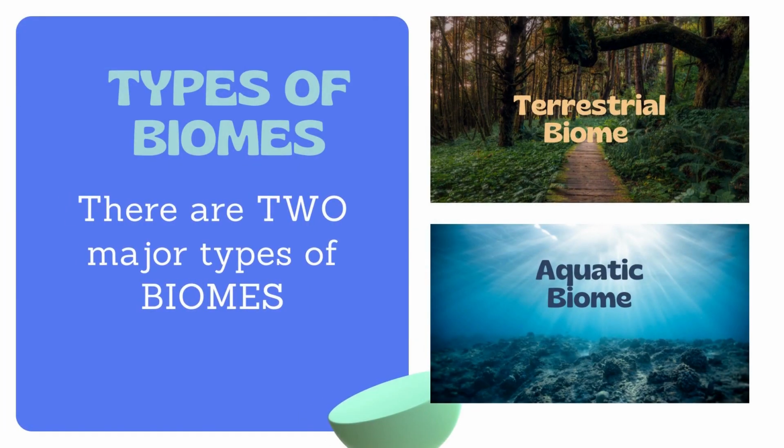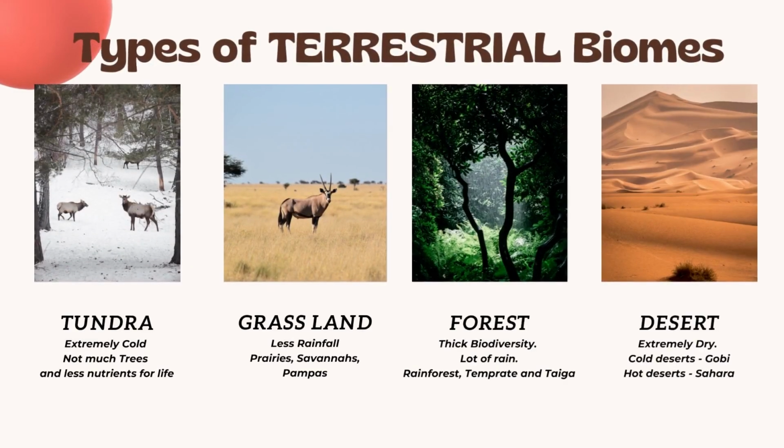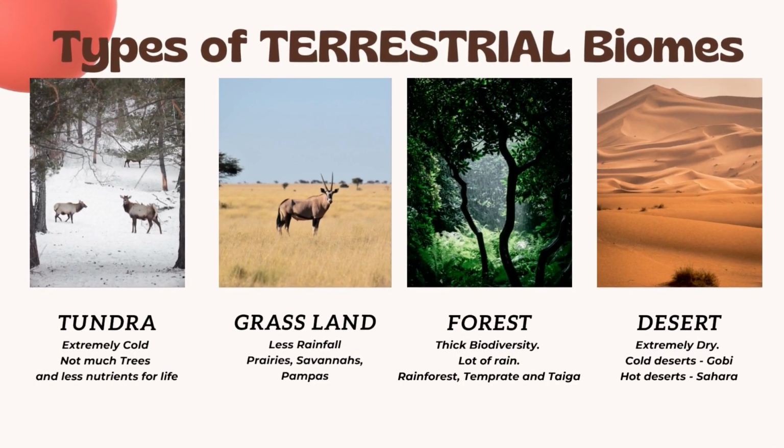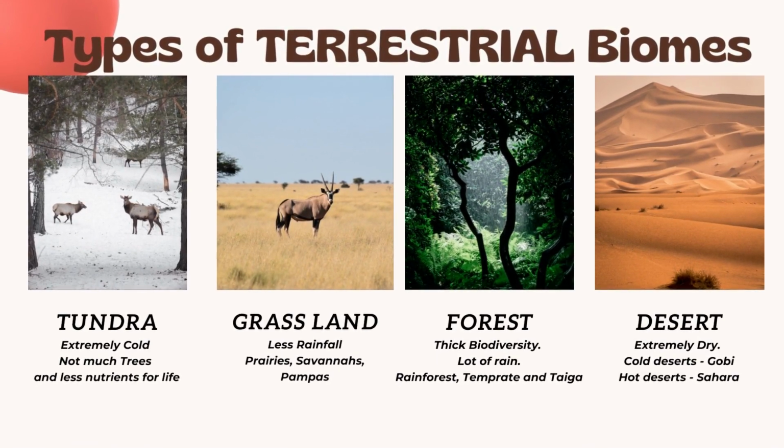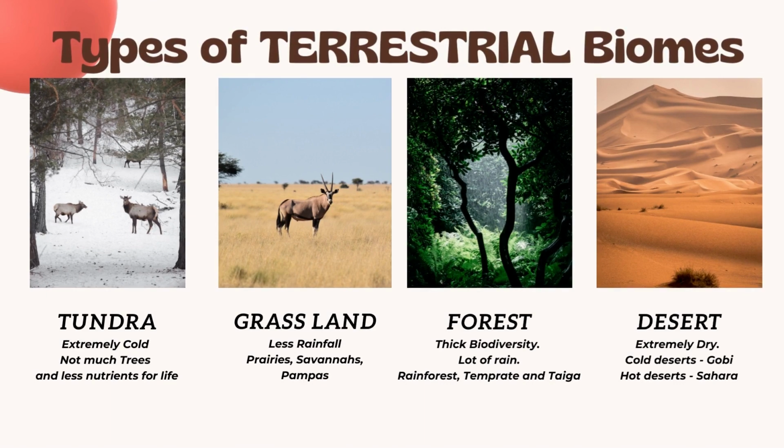There are two major types of biomes. Land biomes are called terrestrial biomes and water biomes are called aquatic biomes. There are four types of terrestrial biomes. Tundra is the coldest of all. Alaska, northern part of Canada, Iceland, all near the Arctic and Antarctic Circle, are called the tundra biome. Polar bears and reindeers live in the tundra.